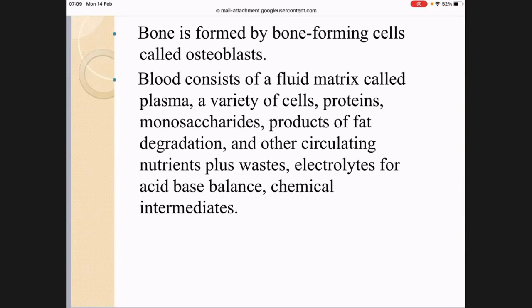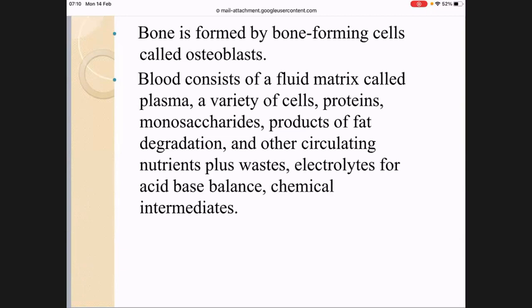What is serum? What is plasma? These two are different. I'm talking about blood in a test tube. You collect the blood in a normal test tube without any coating, a plain test tube. If you keep it outside for some time, at the bottom you see a reddish clot, and above that you see a pale yellow color.